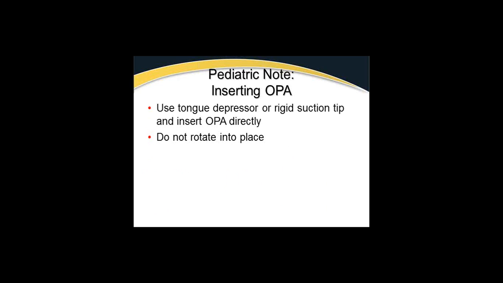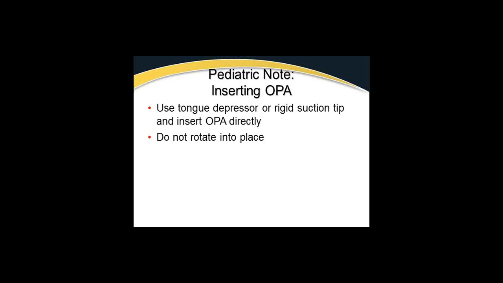If we're going to do a pediatric OPA, because the tongue is proportionately larger, we usually won't put it in upside down. We typically will take a tongue depressor, rigid tonsil tip, a bite blade, and then just kind of hold the tongue in place and then advance the OPA in the normal curve that we naturally see. We typically will not rotate it into place.